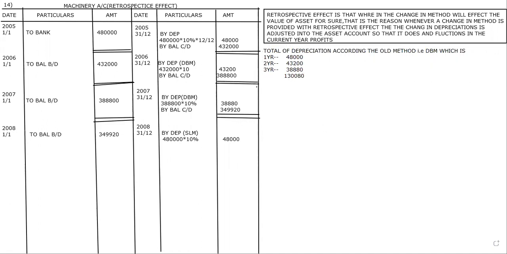So this one I'm going to keep it here. So 1,30,080, this is one total of the old method depreciations. Now likewise I should have a total of new method depreciations also, no? So here I'm going to take the total of depreciation according to the new method, that is SLM.